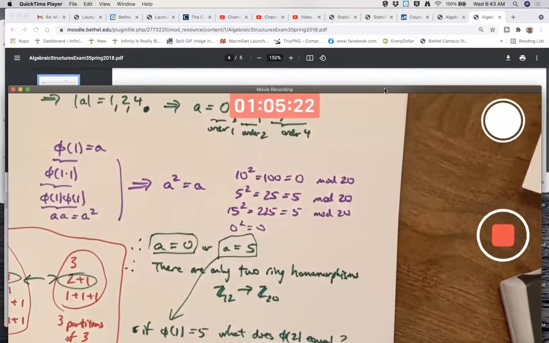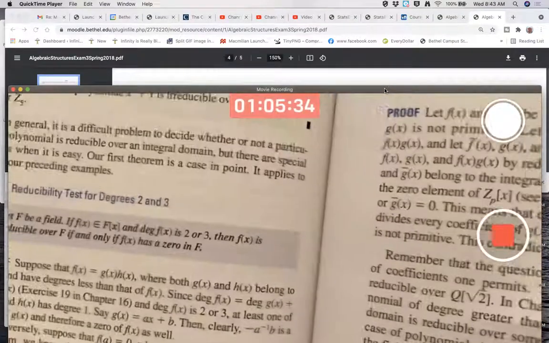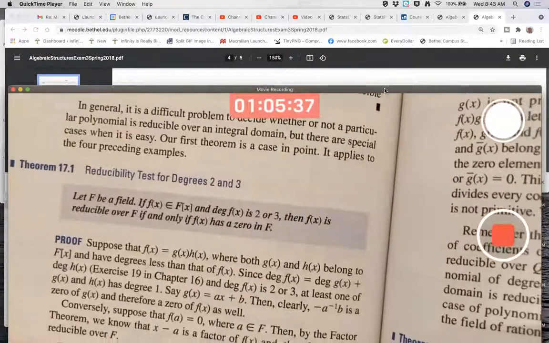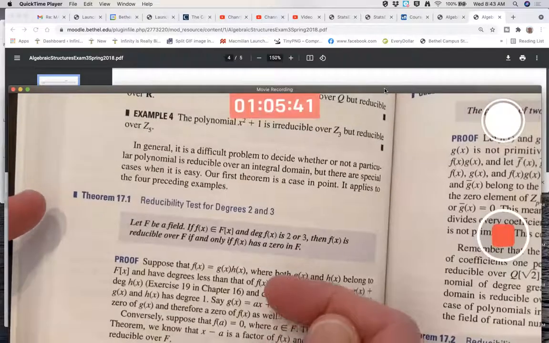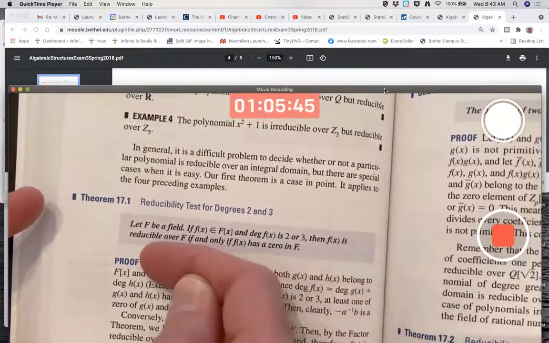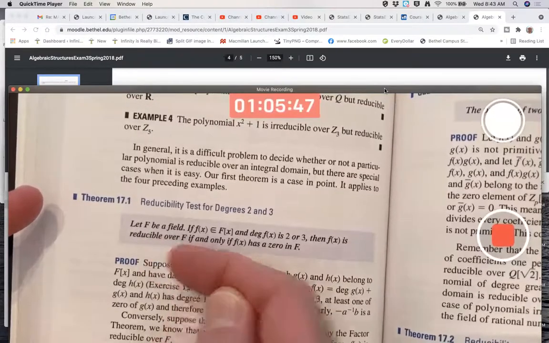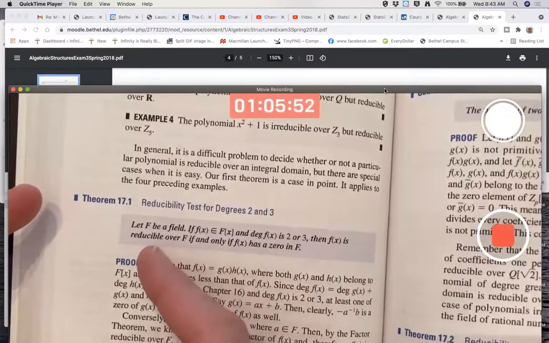So main tests for irreducibility from chapter 17 to be able to use would be the mod p irreducibility test, Eisenstein's criterion, and also the reducibility test for degree 2 or 3, which remember does hold in one direction, even if the degree is higher than 2 or 3. The right to left direction holds even when the degree is higher than 2 or 3. If f of x has a 0, then it's going to be reducible.